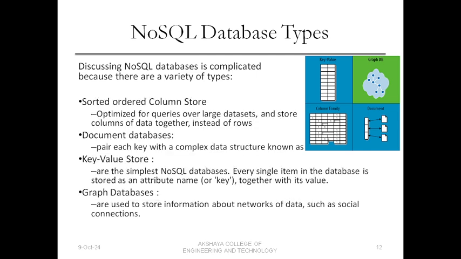So these are the types of NoSQL databases: sorted, ordered column store, which is basically column oriented databases. Then we have document databases. Then we have key value databases. Then we have graph databases.